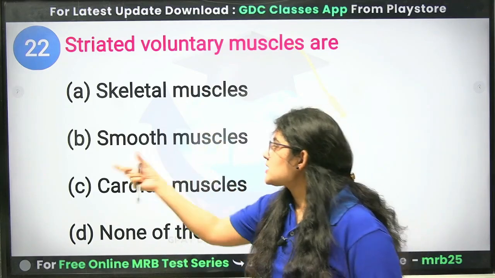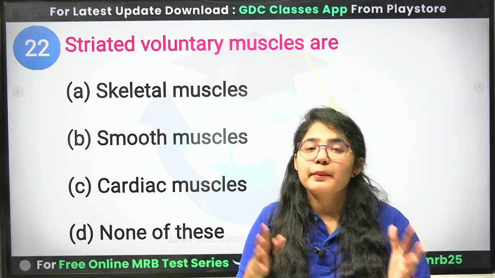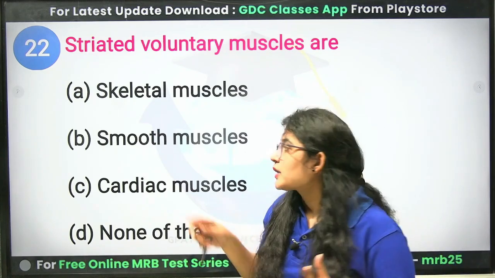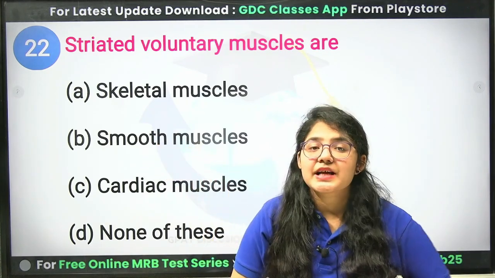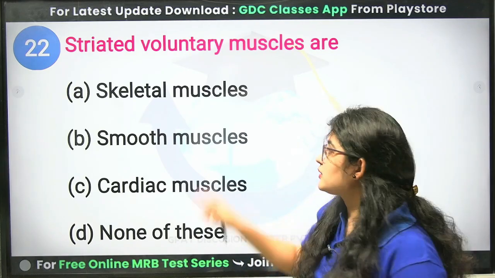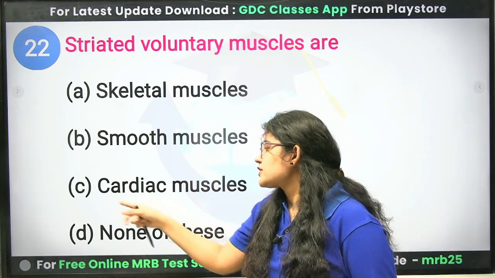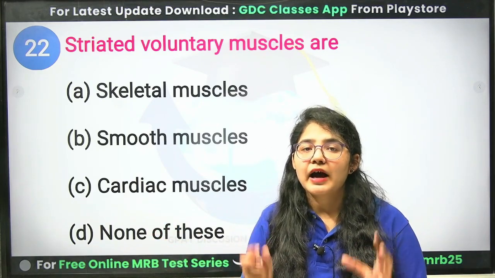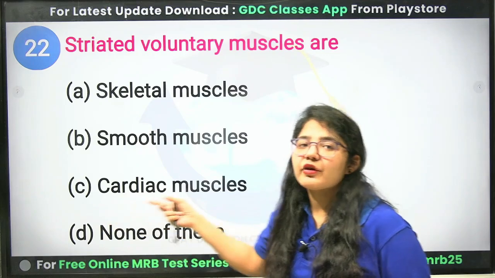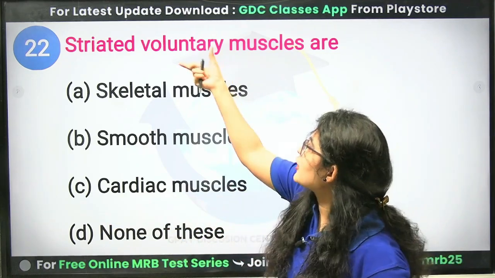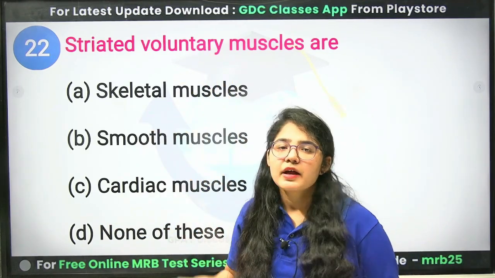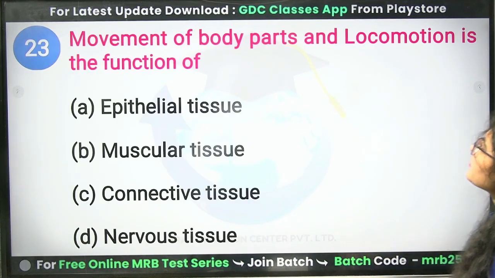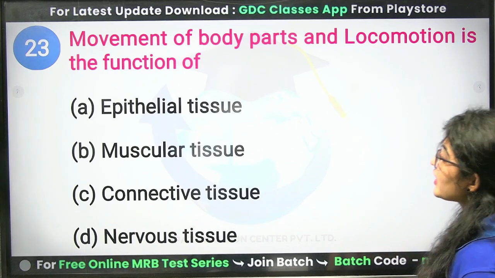This is voluntary. Smooth muscles are present in your hollow organs like the stomach, intestine, etc. Your peristaltic movement is not under your control, so this is also an involuntary muscle. Next, we have cardiac muscle. The beating of the heart, you can never control your heartbeat. So this is also an involuntary muscle. Clear? So what are the voluntary muscles? That is only your skeletal muscles. The correct answer is skeletal muscle. Next question. The movement of body parts and locomotion is the function of.